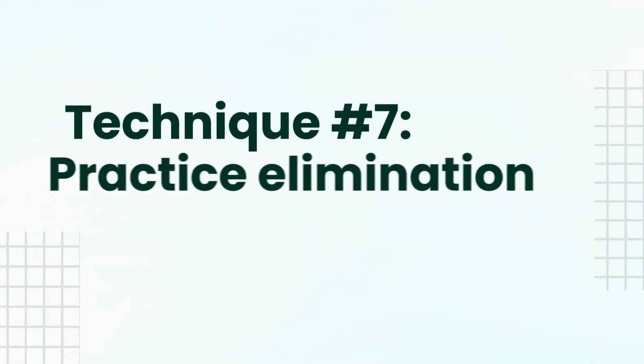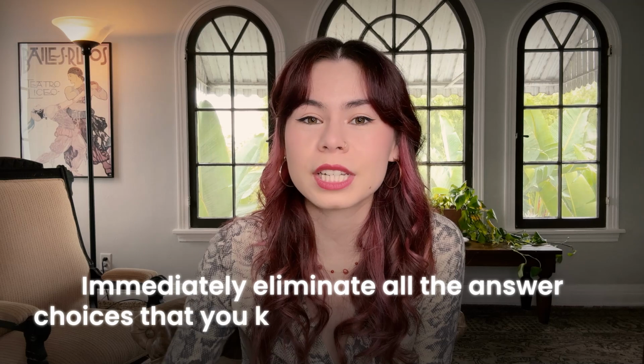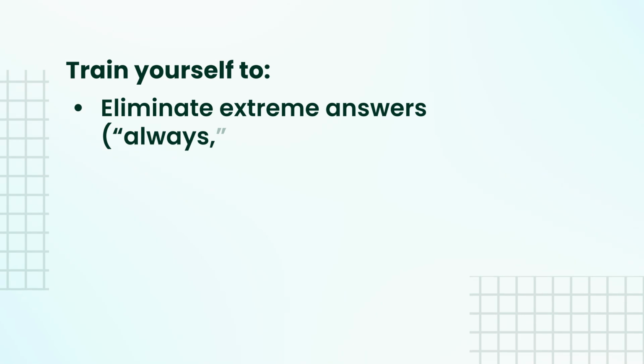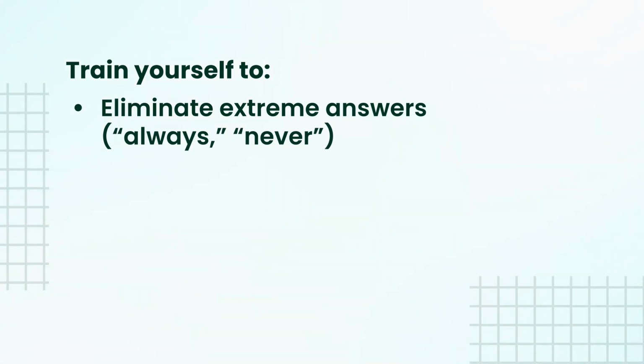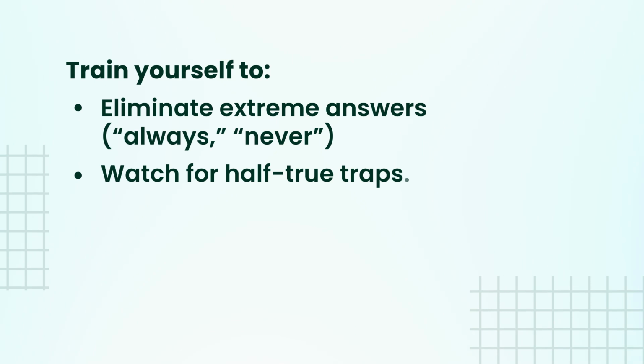Technique number 7, practice elimination like a pro. You may have heard of this one. It's always really, really good to immediately eliminate all the answer choices that you know it definitely cannot be. So you want to eliminate answers that are very extreme, like they use the word always or never. Also, watch out for this trap when an answer is only half true.